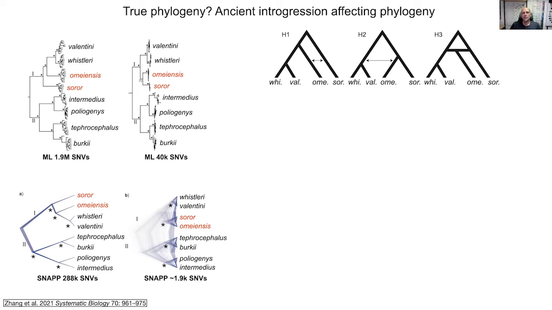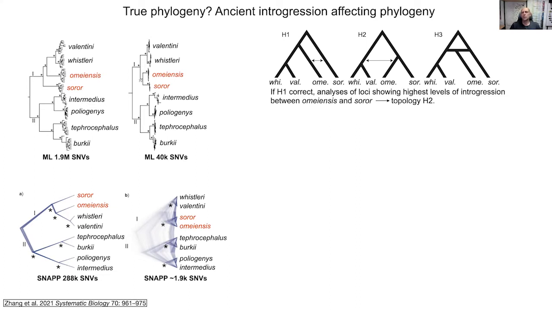So the first author of this study, Zhang, did some really clever analysis to try to sort this out. And he formulated 3 different hypotheses here. According to H1, hypothesis 1, this is the phylogeny, and there's been introgression between Ormeances and Soror. According to H2, we've got a different topology, but there's been introgression between Ormeances and the most recent common ancestor of Whistleri and Valentini.